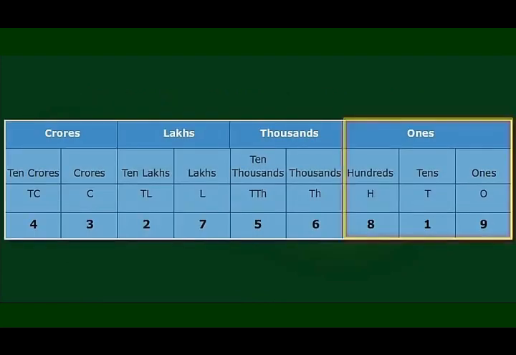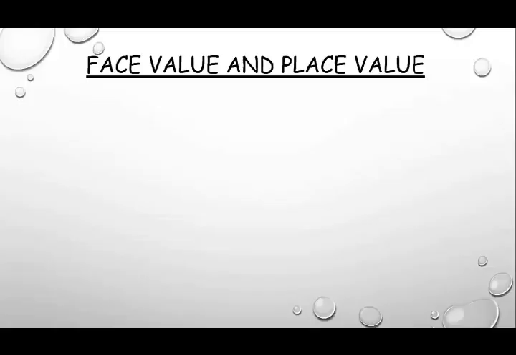Let us look at the Indian place value chart in detail. The ones group has 3 digits, 9, 1 and 8. Each of these digits has a specific place. They are ones, tens and hundreds. Similarly, the thousands group has 2 digits, 6 and 5. Their places are thousands and 10,000s. The lakhs group has 2 digits, 7 and 2. Their places are lakhs and 10 lakhs. The last group, crores, also has 2 digits, 3 and 4. Their places are crores and 10 crores.